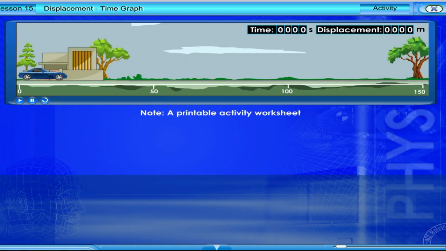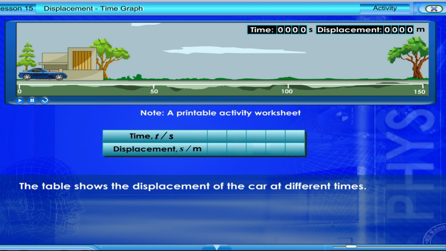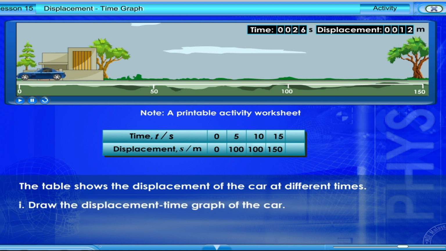Click the Play button. The table shows the displacement of the car at different times. Draw the displacement time graph of the car. Describe the motion of the car.